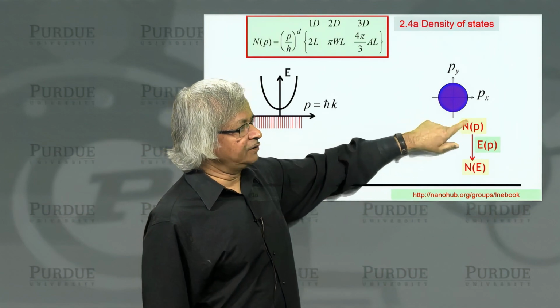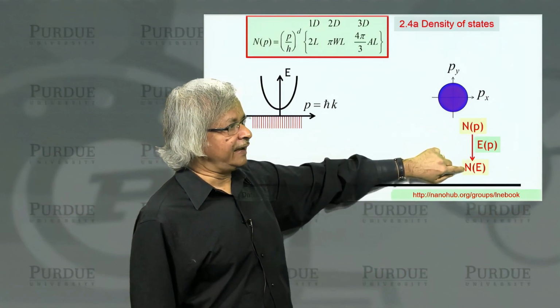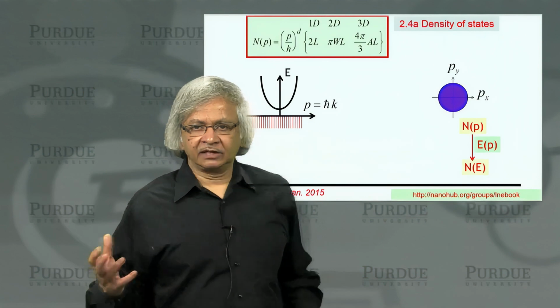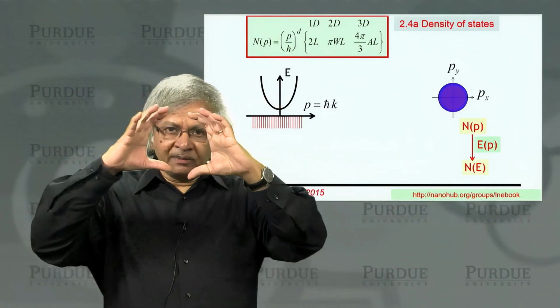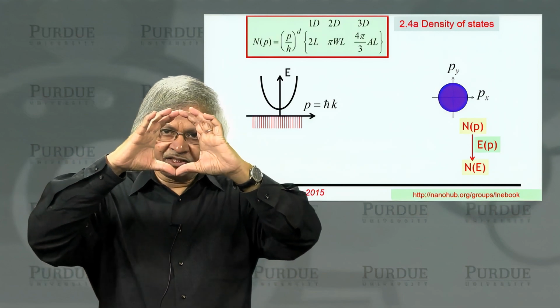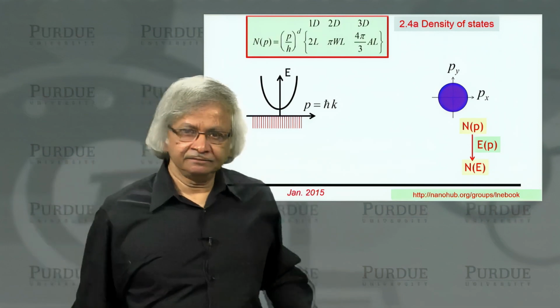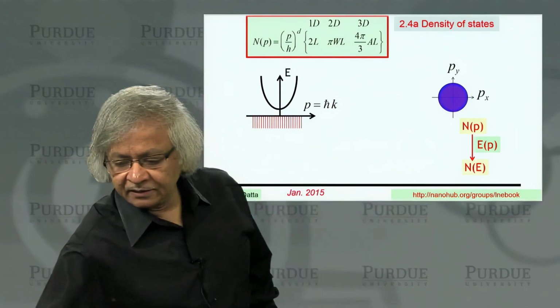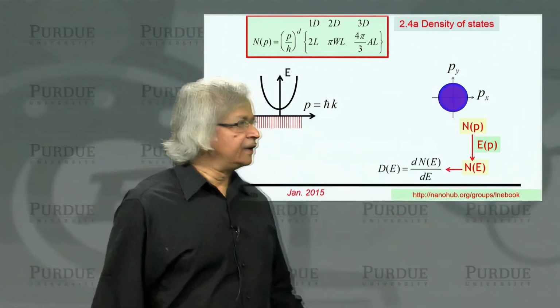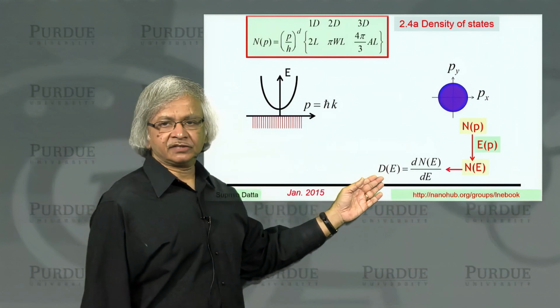And we could combine those two to get an N that is a function of E. What does that represent? Well, it represents how many states you have whose energy is less than E. That's this N of E. And once you have that, you can take its derivative, and that will give you the density of states.